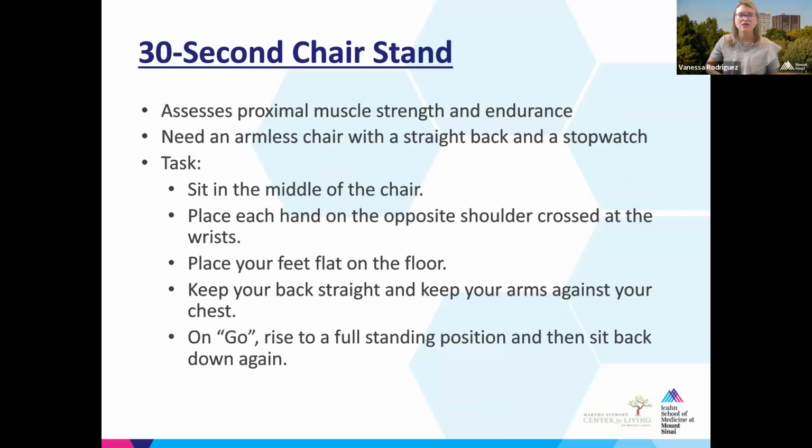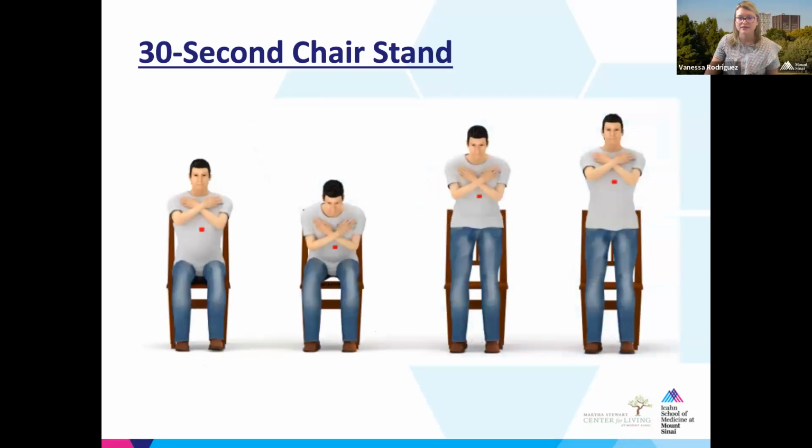But very easily, you have the person sit in the middle of the chair. They place each hand on the opposite shoulder, sort of like if they're hugging themselves. They place their feet flat on the floor, and then they're supposed to keep their back straight and keep their arms against their chest. And so when you tell the person go, they will, as much as they can, stand all the way up and then sit back down. Not halfway, they have to be able to do it all the way up. And this is how in practice it would look.